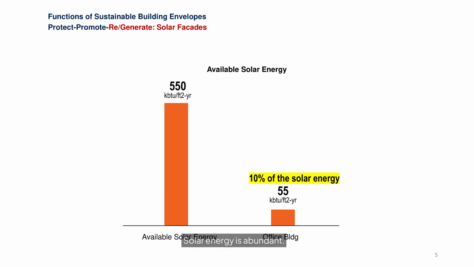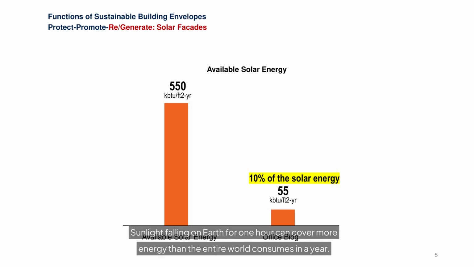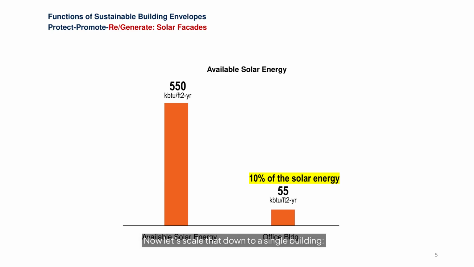Solar energy is abundant. Sunlight falling on Earth for 1 hour can cover more energy than the entire world consumes in a year. Now let's scale that down to a single building. On average, the solar intensity is around 550 kBtu per square foot per year. By contrast, a typical office building's energy use is around 55 kBtu per square foot per year, which is only 10% of available solar energy.